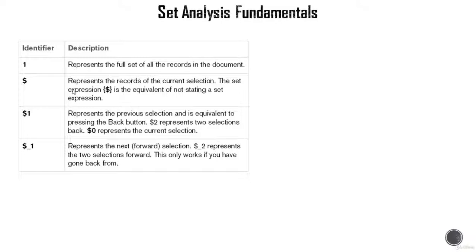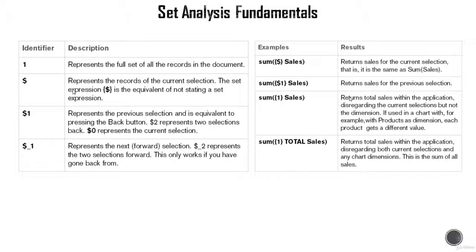The first component is the identifier. These are the various identifiers you can use. Mainly 1 and $ are commonly used. $1 and $_1 are there, but I have seldom used them. 1 represents the full set, so when you use 1 as an identifier, that means you want to consider the entire data set. $ means the default or current selection, so it will honor selections made by your users. Now let's look at the examples.